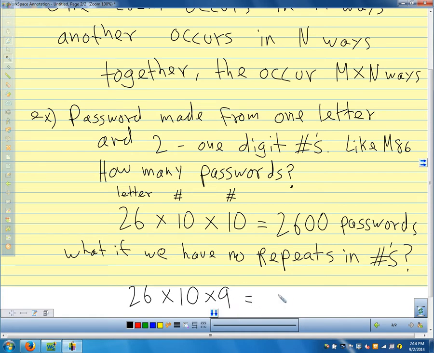And when I multiply this out, I think this comes out to be 2,360. Anybody have a calculator out? Check my arithmetic. 26 times 10 times 9, 260 times 9. Am I right? 2,340. So we have 260 fewer passwords if we can't repeat that second number. But still a fundamental counting principle. We're just seeing how many ways we can combine all of those together.